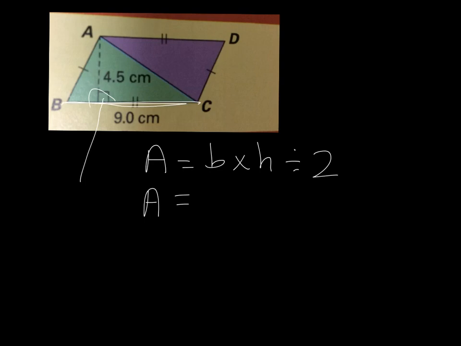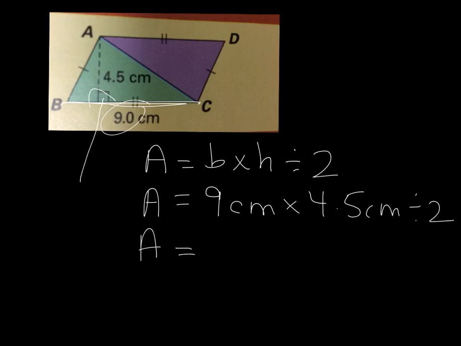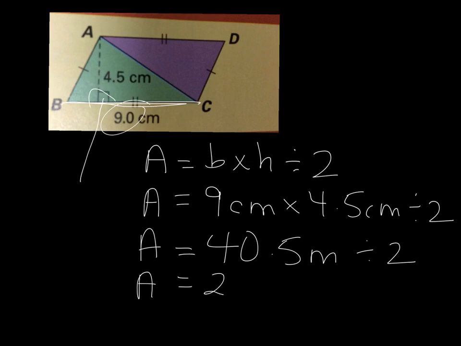And sometimes we can just do it in 2 different steps, right? So we take the base, which is 9 centimeters. We take the height, which is 4.5 centimeters, divided by 2. And that is 40.5 meters divided by 2. A equals 20.25 meters squared. So again, because we're finding area, we always have to square our answer. So our answer for the area of this triangle is 20.25 meters.